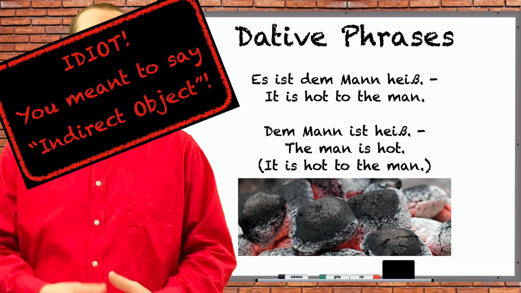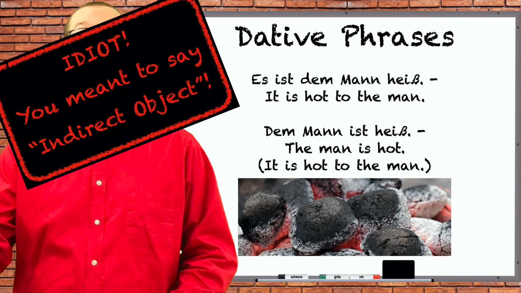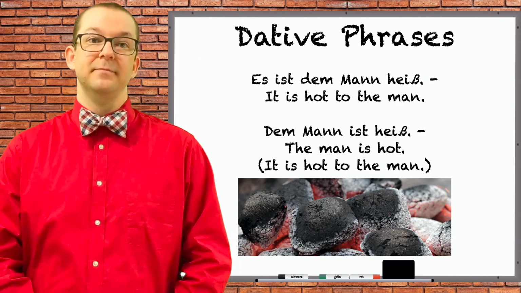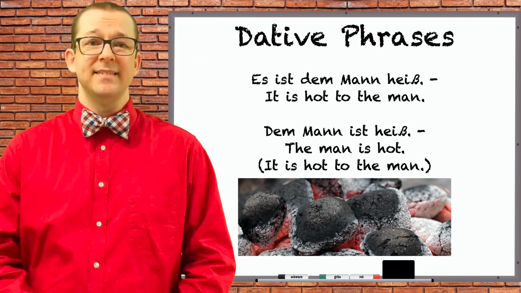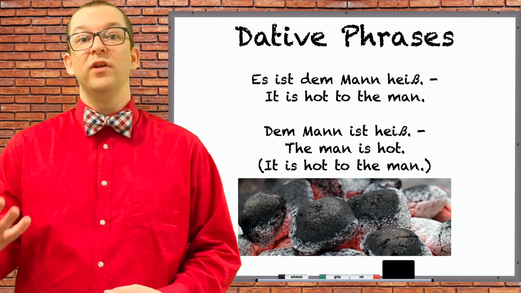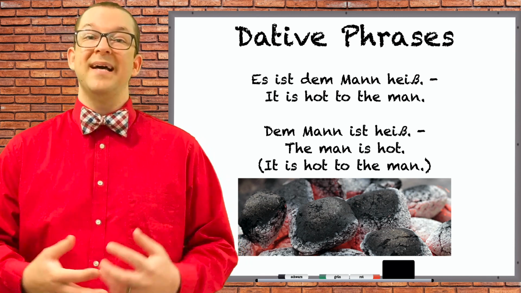When we defined an indefinite article, we said that it was to whom or for whom something is done. This sentence fits that criteria. Es ist dem Mann heiß. It is hot to the man. This sentence is a longer, overly grammatical version of dem Mann ist heiß.